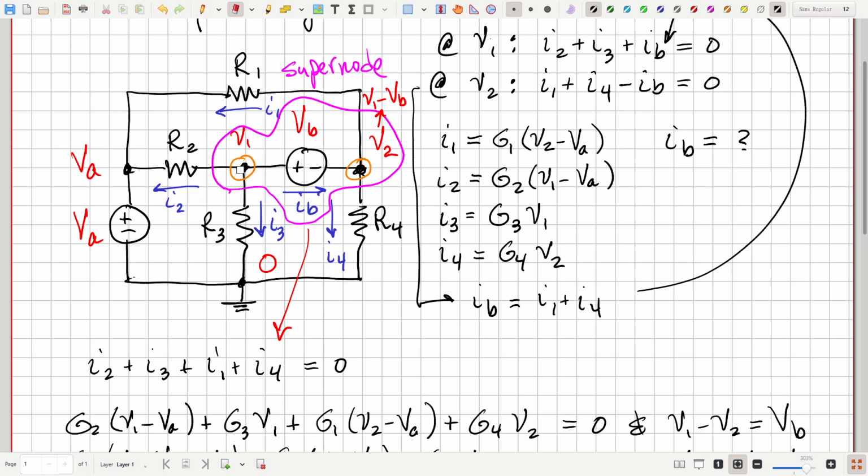We could say this current I2 is (V1 minus VA) over R2, or G2 times (V1 minus VA). And this current here, I4, we could say it's (V1 minus VB) times G4. Okay, and that's what we got right here.